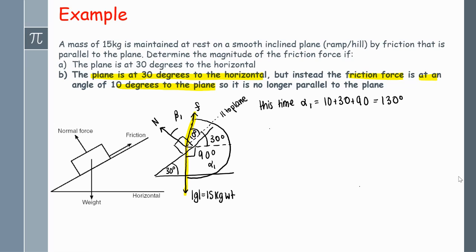Notice I can also find the other two angles, but it's easy for me to find the angle between N and F. I'm going to call this beta 1. Usually, the angle between our normal force and our friction force when it's parallel to the plane is 90 degrees. But our friction force takes 10 degrees away from this. That means this angle is simply 80 degrees in this case, between our normal and our friction force.